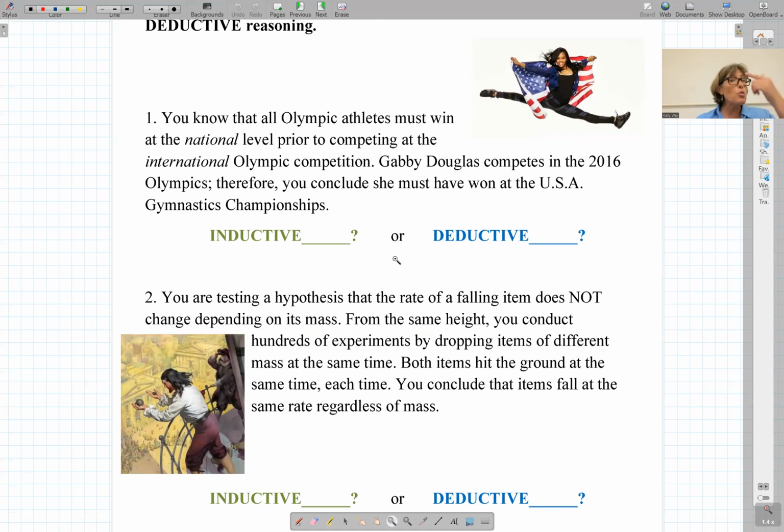It says, you know that all Olympic athletes must win at a national level prior to competing in the International Olympic competition. Gabby Douglas competes in the 2016 Olympics. Therefore, you conclude she must have won at a U.S. gymnastics championship. Here, you started with the truth and you applied it to a specific situation, Miss Gabby here. That would be an example of deductive reasoning.